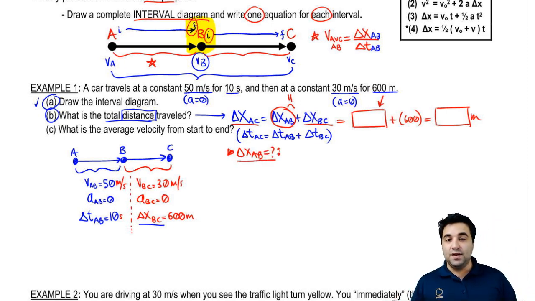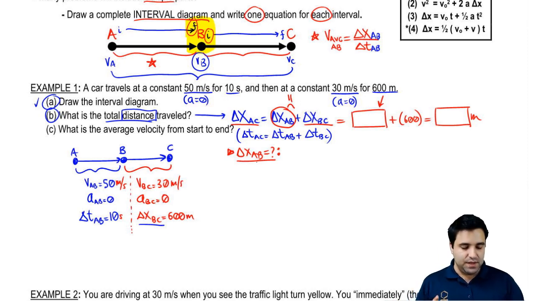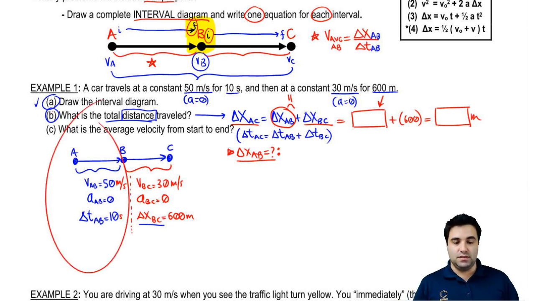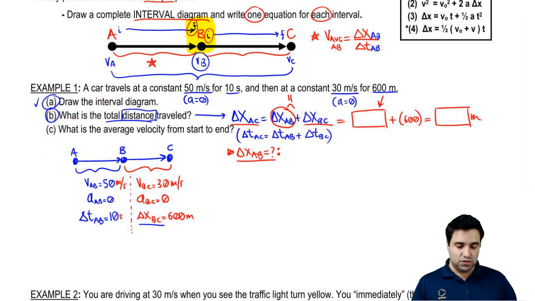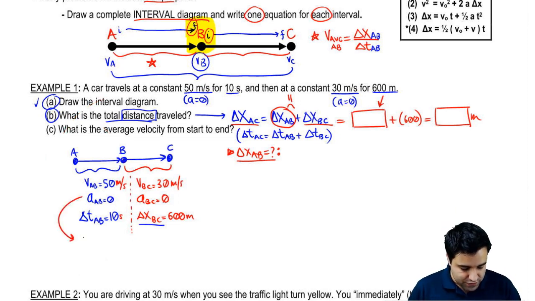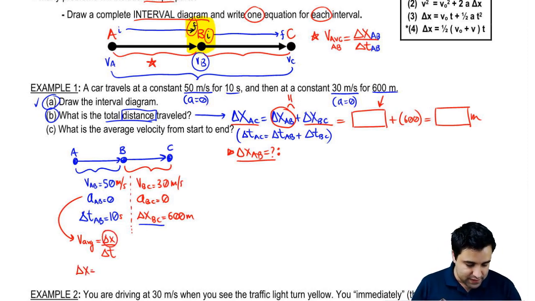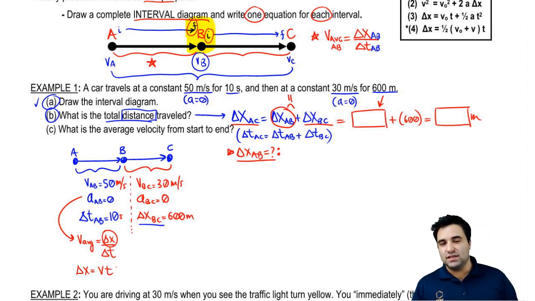So how do I find a number in physics? You write an equation, you solve the equation. I'm in the first interval here, A to B, so I'm going to write an equation for this piece. The acceleration is 0, so there's only one equation you can write, which is that the average velocity is delta x over delta t. So if you're solving for delta x, then delta x is vt. Notice I didn't write delta t, I just wrote t. I didn't write v average, I just wrote v, and that's fine. You don't have to write all the little letters every single time.